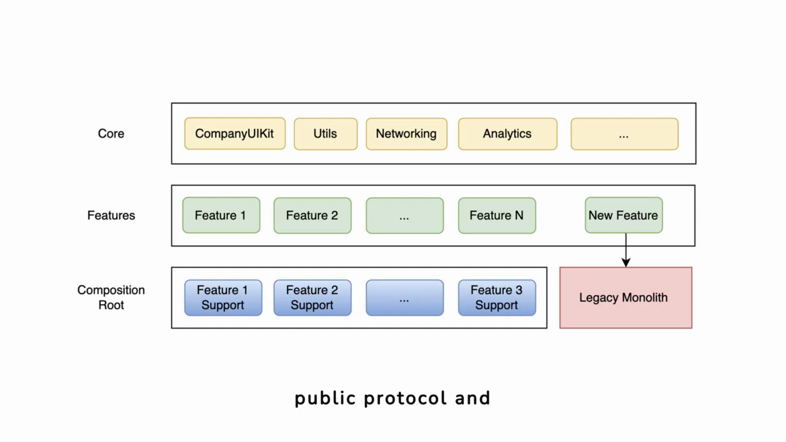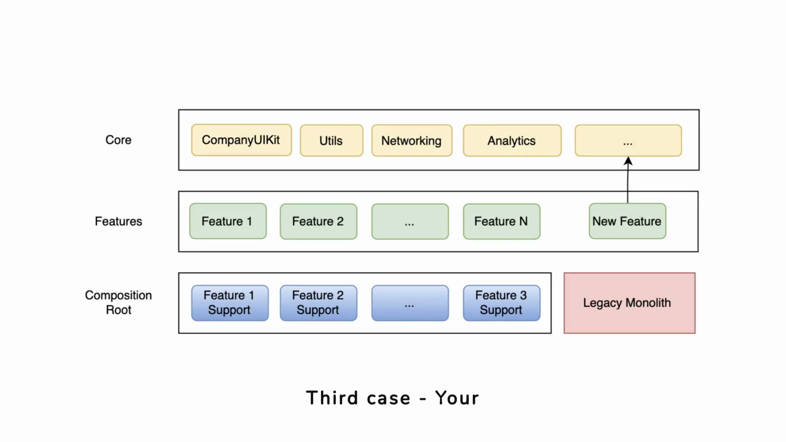Create a public protocol and specify what your new feature module expects to receive from the composition route. Inject the dependency through the feature interface. Third case, your module depends upwards. This aligns with our dependency direction rule. As previously mentioned, depending on the core module from a feature module can be essential, like for the UI components core module, like company YKit. For some core modules, you need to consider whether to proceed with this direct dependency or to invert the dependency by injecting it from the composition route, as we have done previously.